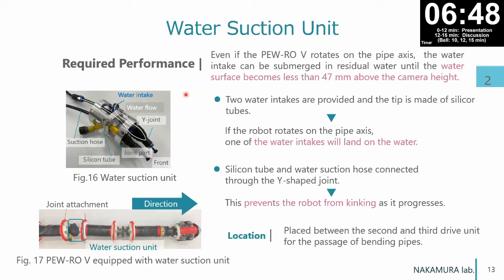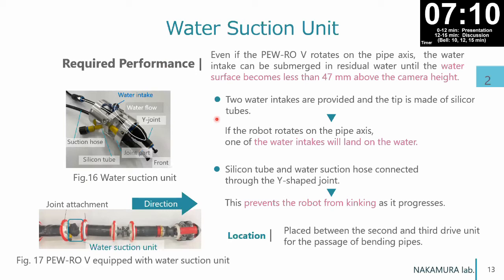Next, let's talk about the water suction unit. The water suction unit must be capable of sucking water until the water surface is reduced to 47 millimeters or less when the robot rotates on the pipe axis. Based on that, the water suction unit was developed, shown in figure 16.